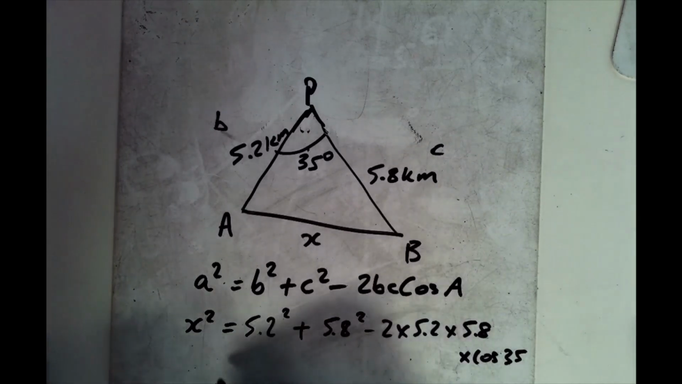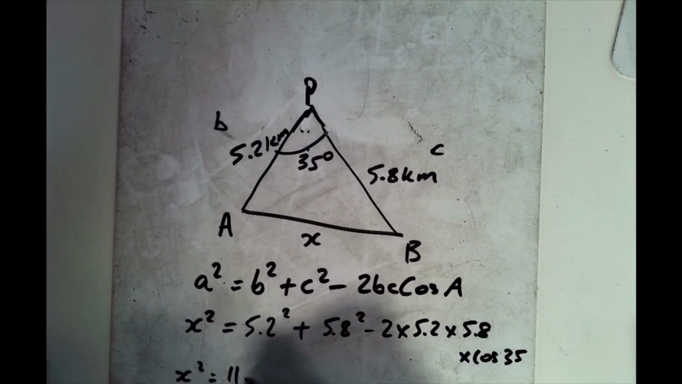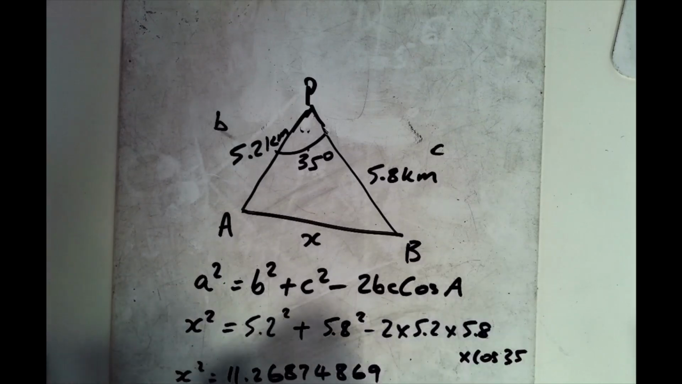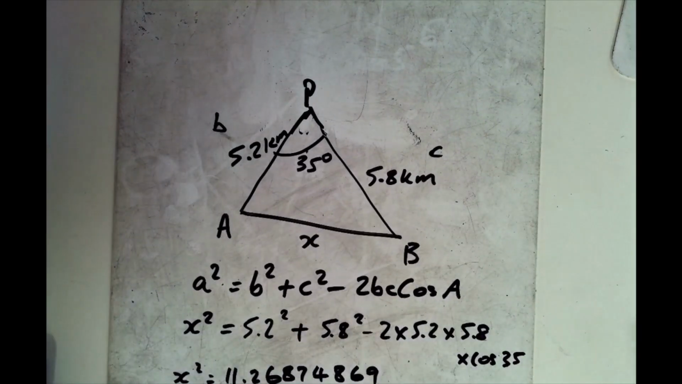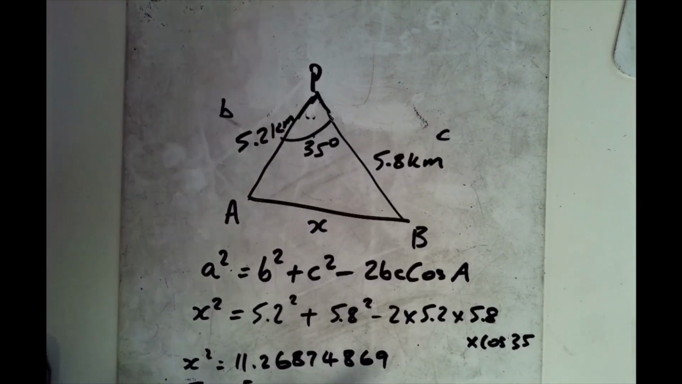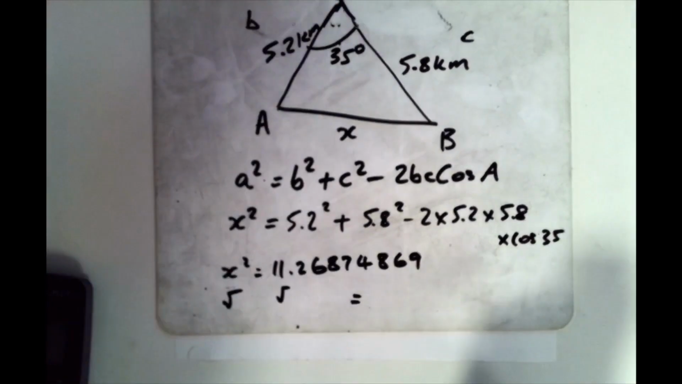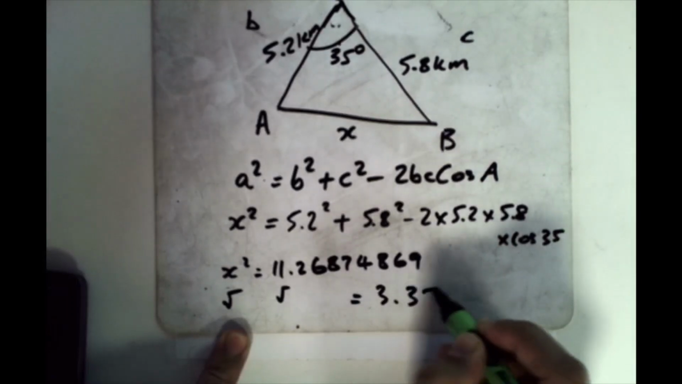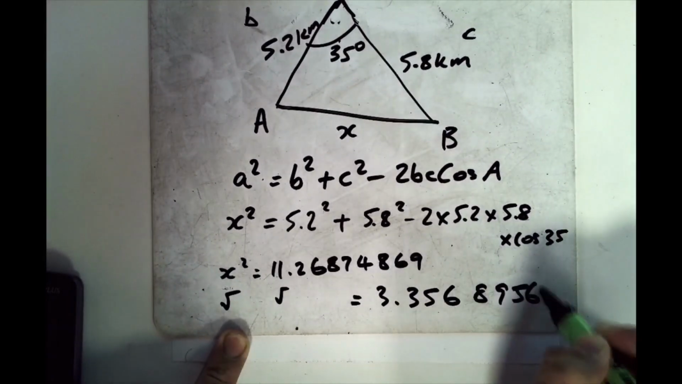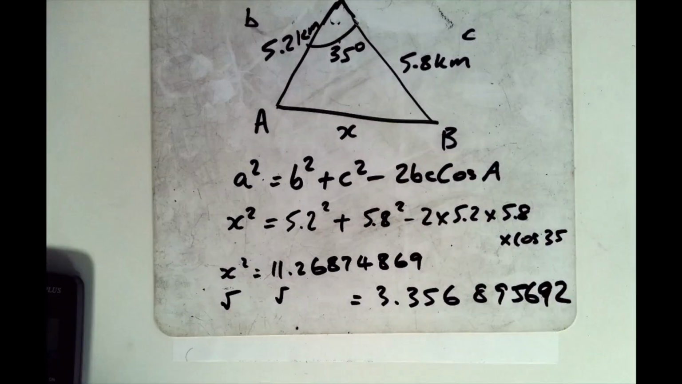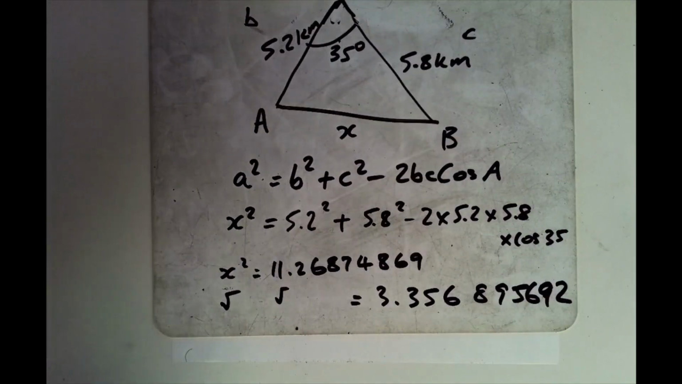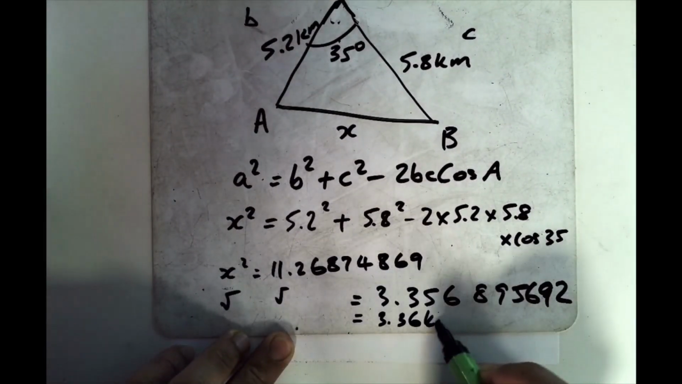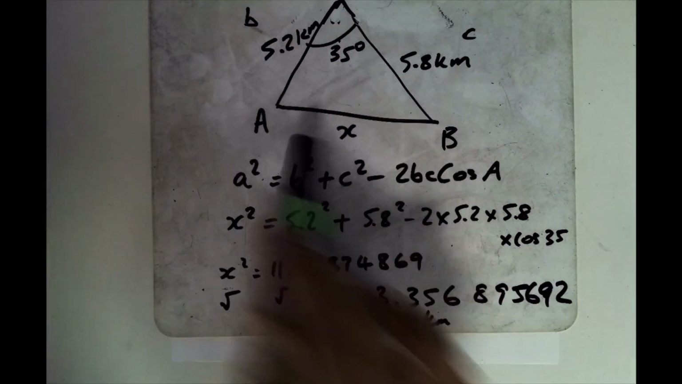And that gives me an answer of x squared equals 11.26874869, and obviously square root both sides, so square root that answer, and my final answer then is 3.356895692. Finally, I'm going to round this to 3 significant figures, and that gives me 3.36 kilometers. So I've just worked out that the distance between these two is 3.36.